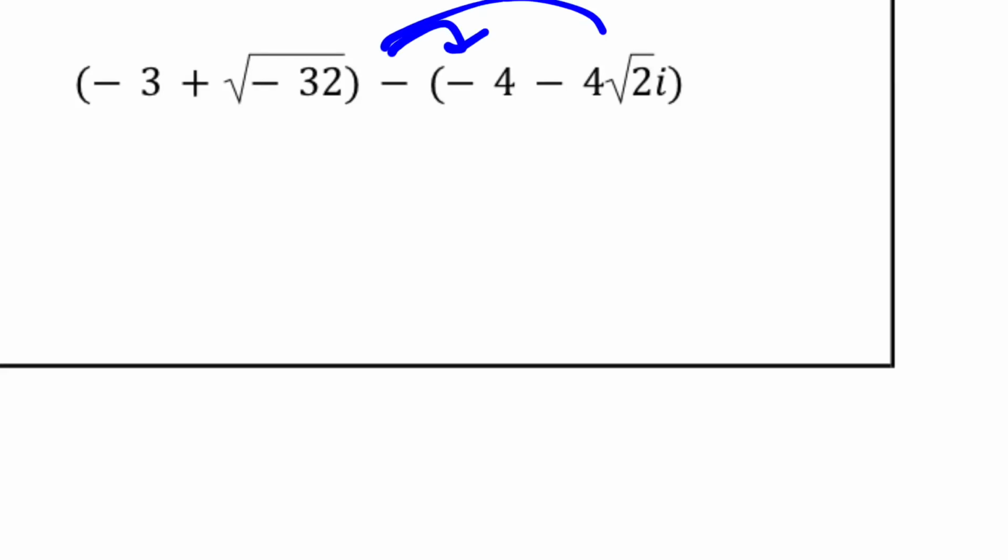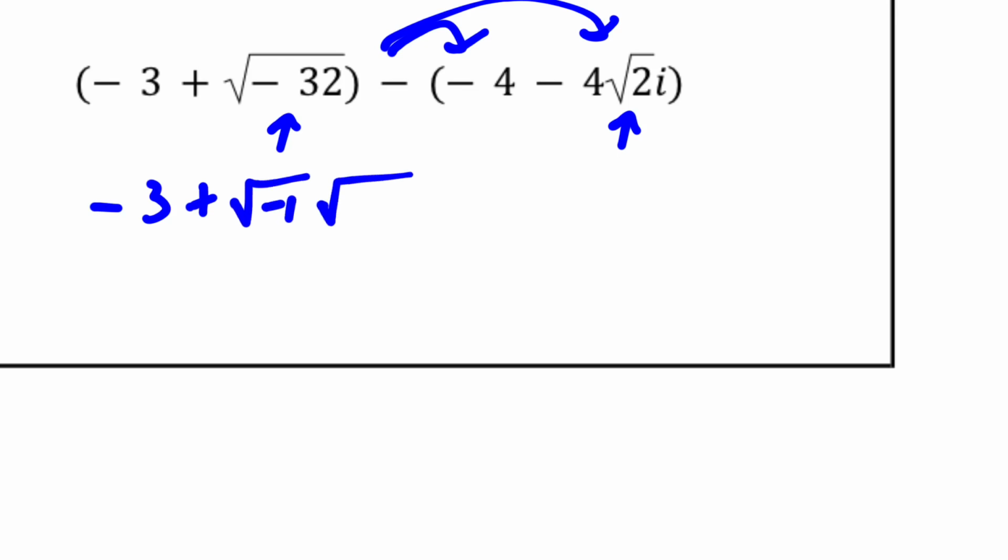Here we distribute the negative, and we also mess around with these negatives inside of the square roots. We're going to make that equivalent to the second root here. So let's see if we can rewrite this. Negative 3 plus, and I'll make this the square root of negative 1 times the square root of 16 times the square root of 2. I'm splitting negative 32 into 3 different parts.